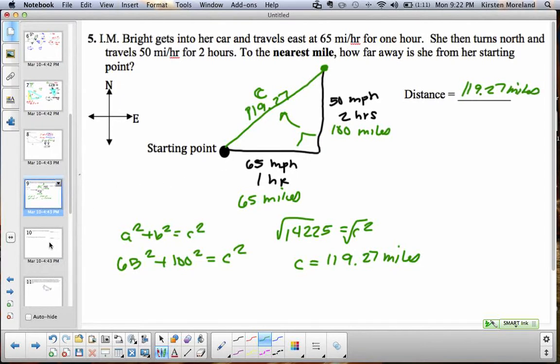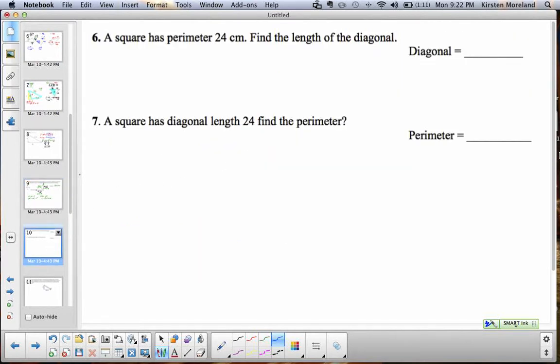Right, now we're going to move on to some more word problems. Okay, so this is a pretty standard problem that's going to show up on maybe even ACT type questions or a final or something, because it really tests you on properties of a square and right triangle. So I have a square here, and the perimeter is 24 centimeters. And they want us to find the length of the diagonal.